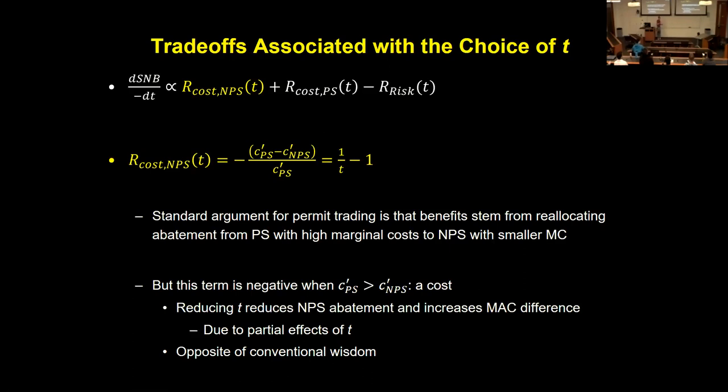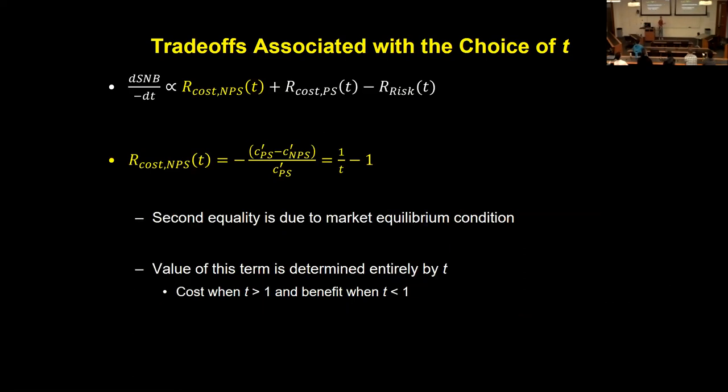And the reason is because these partial effects of T are going to reduce non-point abatement and increase this marginal abatement cost difference at the margin. In reality, as you increase T enough, there should be more trading that goes on, but at the margin, the partial effects that are going on, they're going to dominate, not the total effects, but the partial effects. This thing becomes a cost. That's the opposite of conventional wisdom.